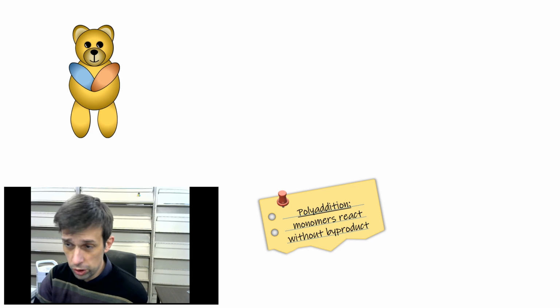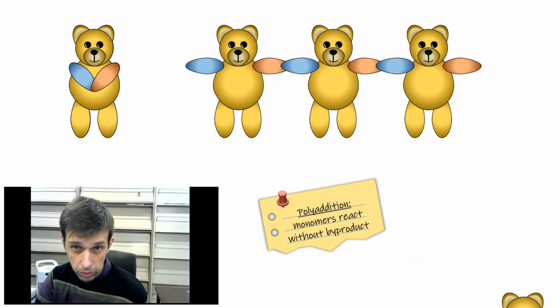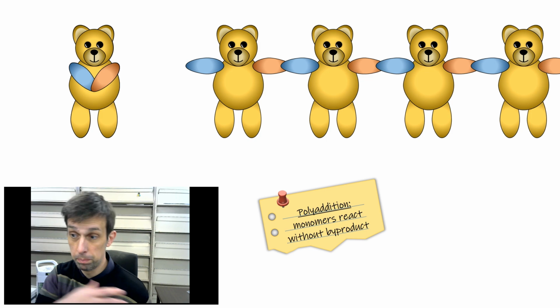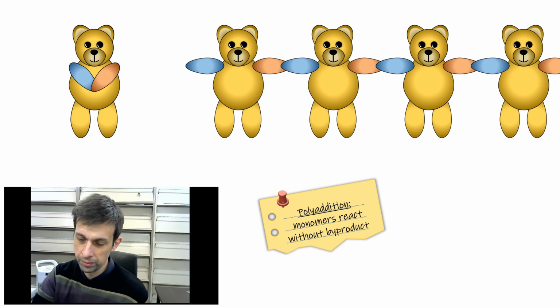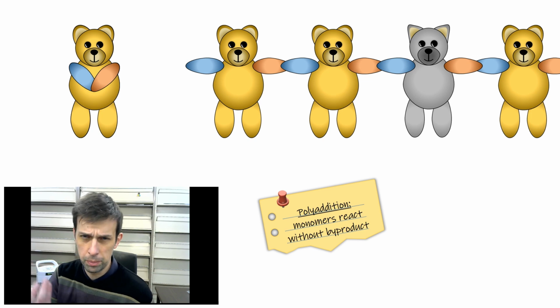So if we want to make a chain of bears, we just need to open the arms of the bear and connect the blue with the red of another teddy bear. In this way, we make a teddy bear polymer, okay? We can also change the teddy bears with other animals, like this dog, and it doesn't really change. This is still a polyaddition, and it doesn't produce any byproduct. So the two teddy bears can connect to each other without releasing any chemical.